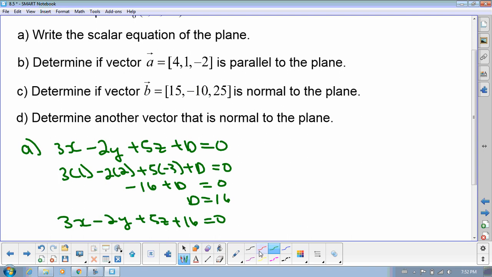Okay, now in part B. It says, determine if vector A is parallel to the plane.